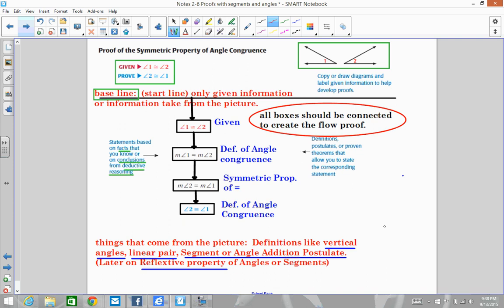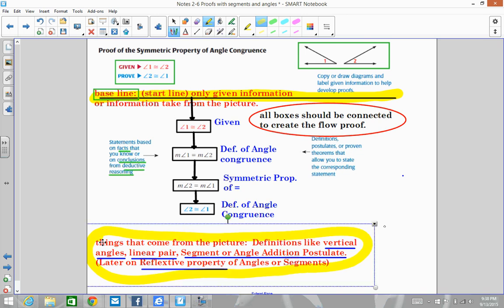Okay, so when you have a proof, first, what we have is our baseline. And on our baseline, that is just a line that our proof is built off of. It's kind of like a starting point on a race. And so from that starting point, there are only certain things that can come off that line. And the things that can come off that line are down here.